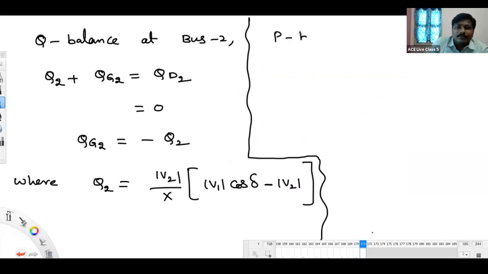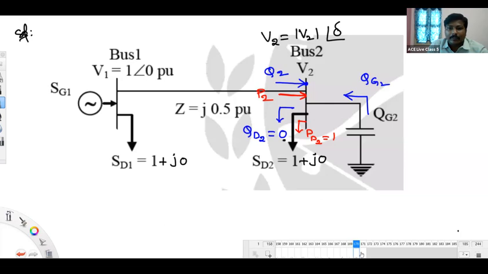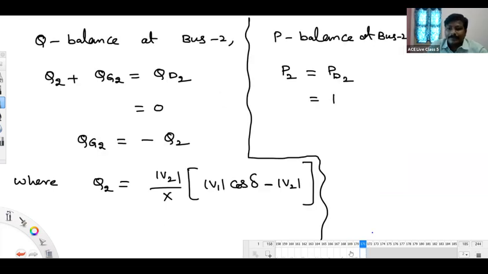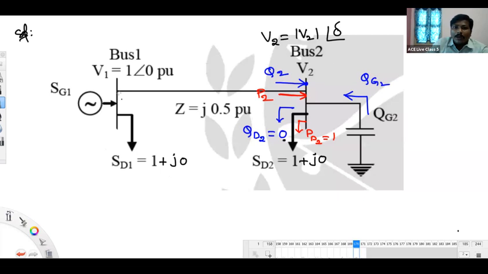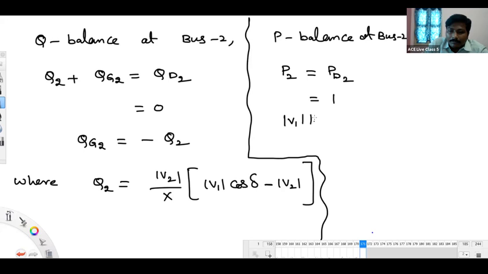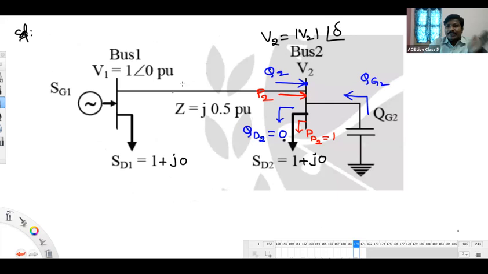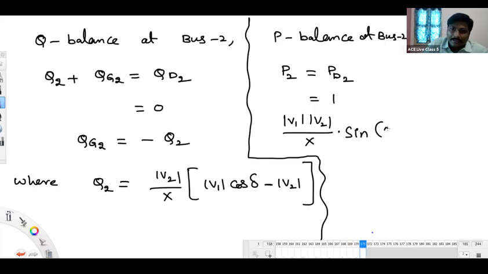Real power balance at bus 2: P2 equals PD2. How much is the PD2 value? That is 1. What is the P2 equation? Mod V1 mod V2 by X into sine of the angle between these two, means sine of 0 minus delta. Sine of 0 minus delta equals 1.